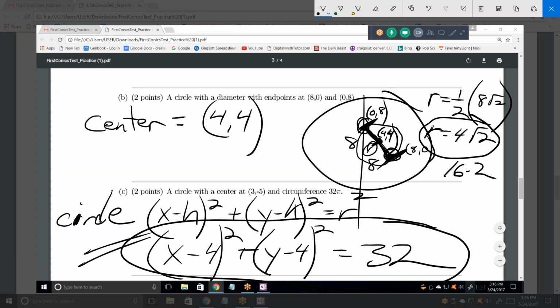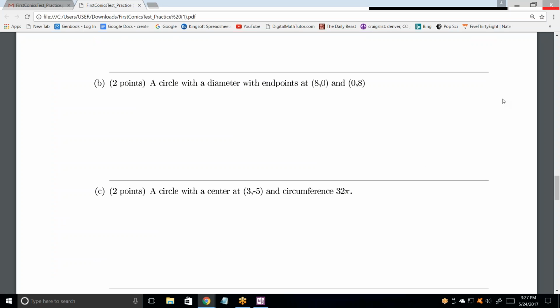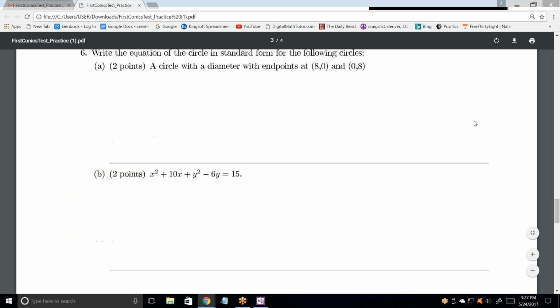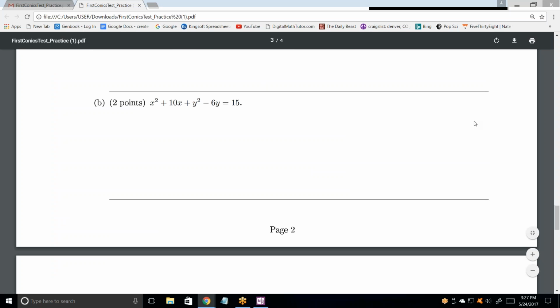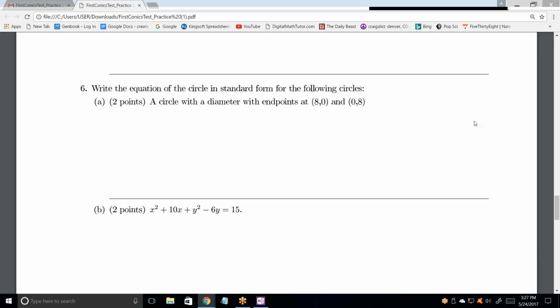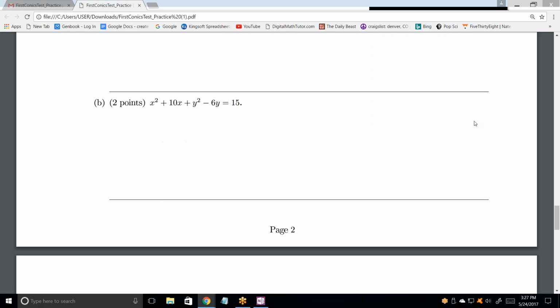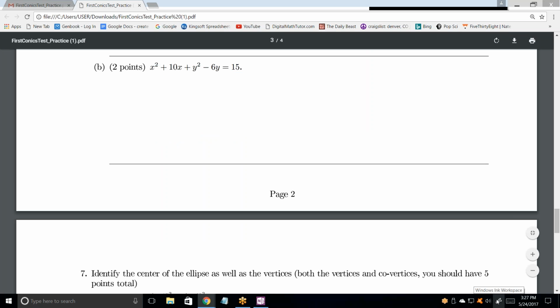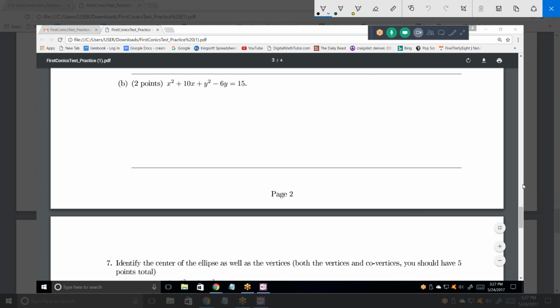I think we've got time for one more. Let's go to the next type of problem, if we can. Probably 6B, because it requires something that we haven't worked on today, which is completing the square.